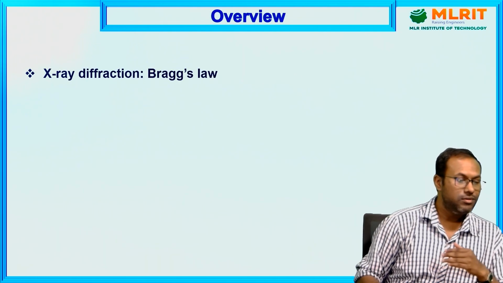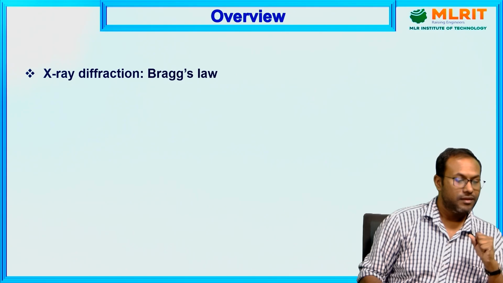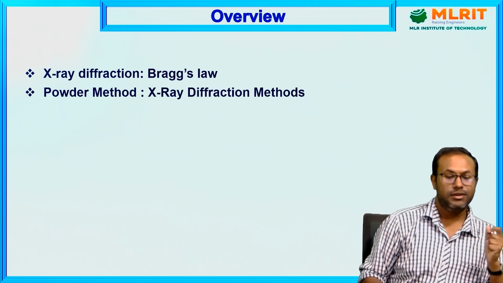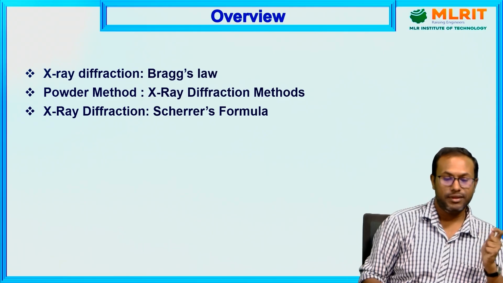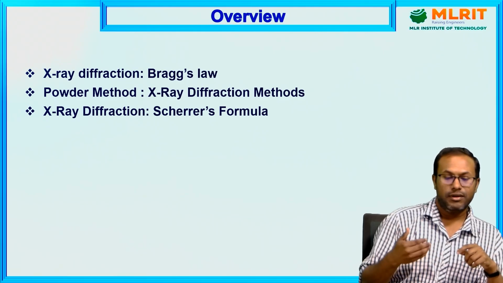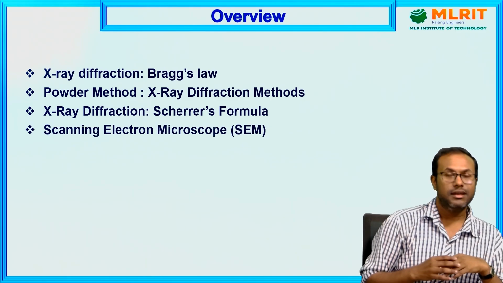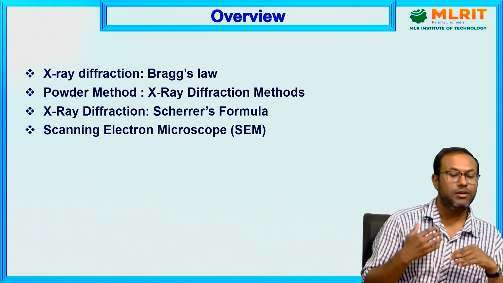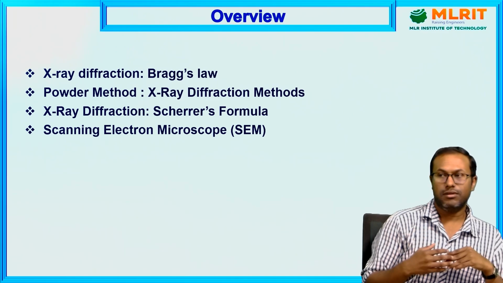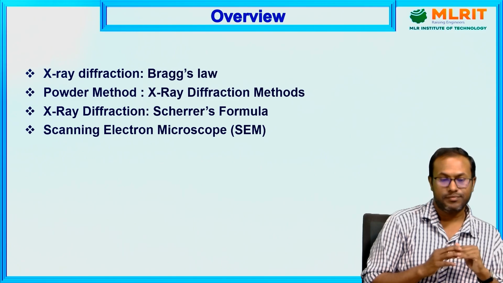So today we will discuss X-ray diffraction, that is Bragg's law explained by the Braggs. The next topic is powder methods, which is one of the X-ray diffraction methods. Next is the X-ray diffraction series formula, from there we will discuss how to determine the crystal structure for nanomaterials. Third is another topic, scanning electron microscopes, where we also use the concept of Bragg's law. Okay, so this is the overall overview of today's lecture.